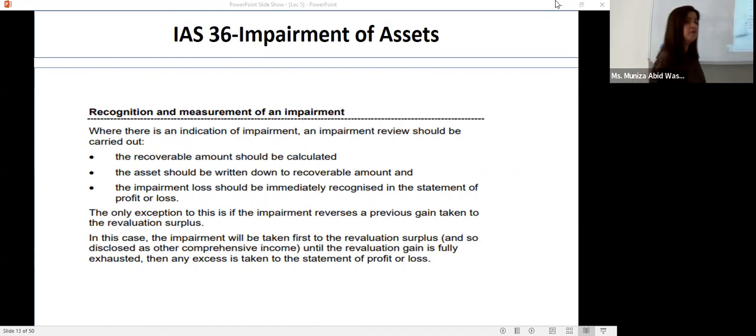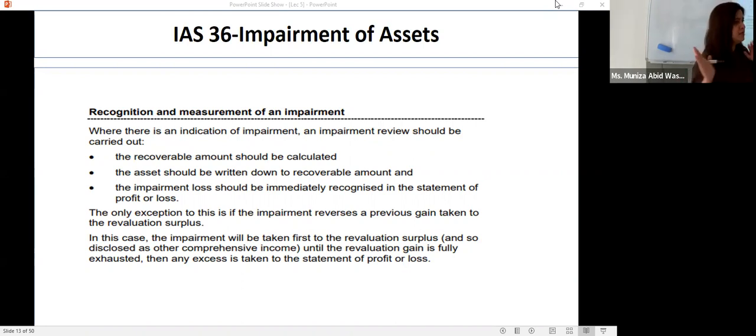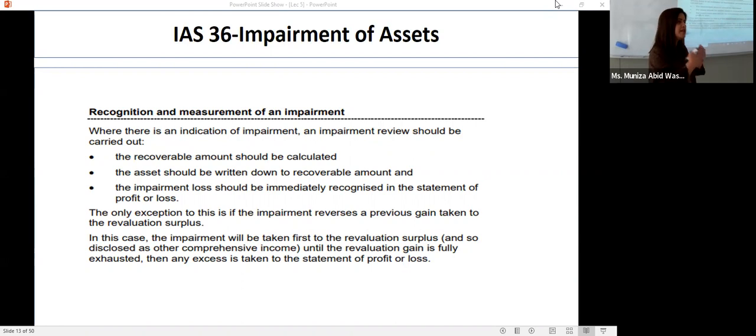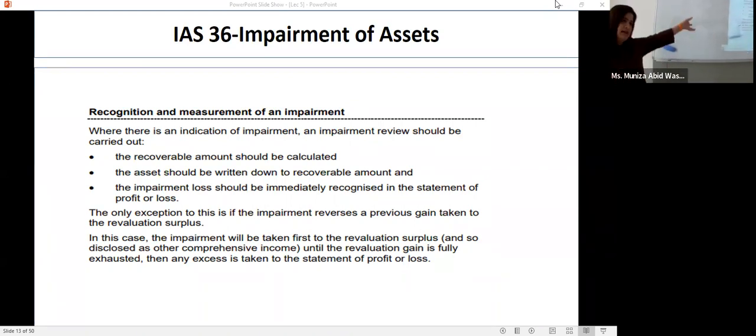So up to the amount of the previous revaluation gain, the impairment will be recognized in the statement of other comprehensive income. If there is more impairment, then it will be recognized in the statement of profit or loss. So yes, this will be tested in the examination. There is no examination in which IAS 16 or IAS 40 and IAS 36 is not being tested. These are a must to come.